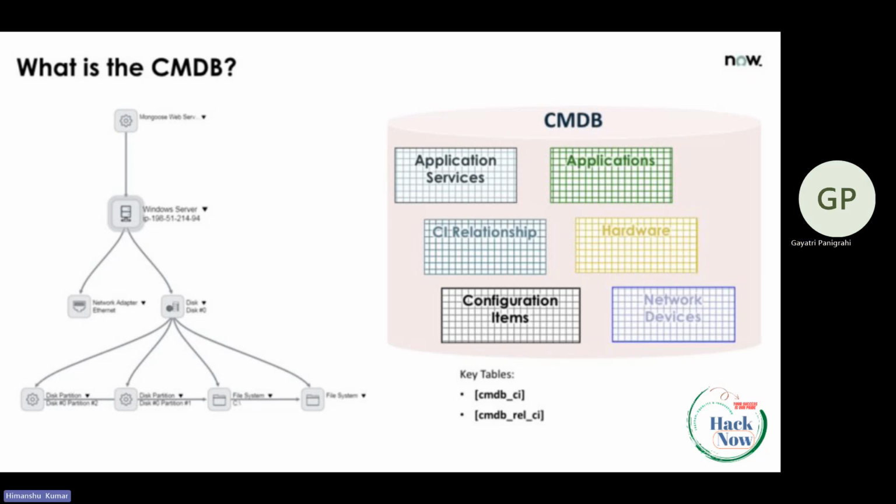The CMDB is a database that comes with the ServiceNow platform, and it has some major tables where we store the data of the CI. We have two major tables. The first is the CMDB CI table, the configuration item table. The second, in ITOM, is the CMDB relationship table. Both tables are interconnected, and both are used to run discovery, service mapping, or event management.